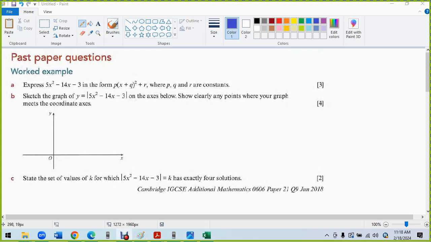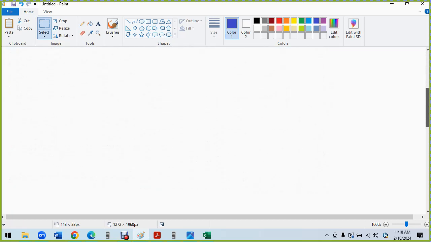Past paper question work example. Express 5x squared minus 14x minus 3 in the form of this, where P, Q, R are constants. For this question, we can solve it two ways. The proper one is to use completing the square.